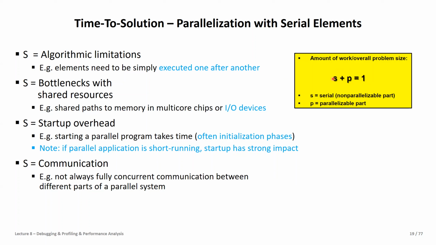So we'd have a serial part and a parallelizable part. And basically the serial part could be many things. You would argue, why can we not do everything in parallel? And here are some examples why we cannot do everything in parallel.